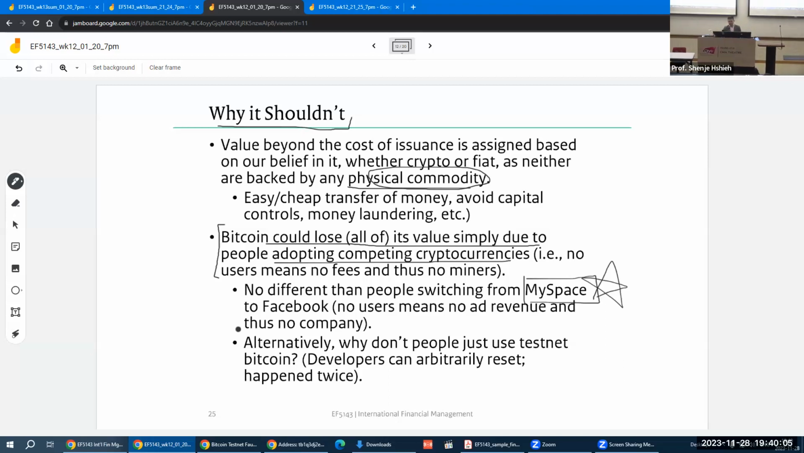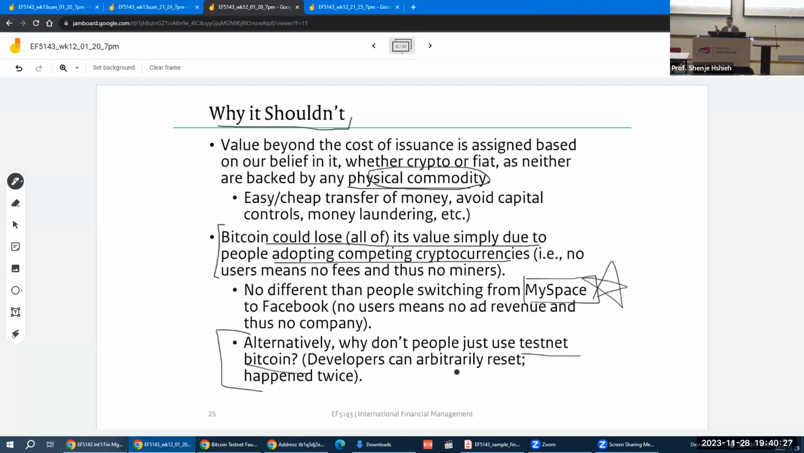Okay. And another thought experiment is, why don't we just use testnet Bitcoin? Well, just like the blockchain, somebody with 51% could just compromise it. In the same way, testnet Bitcoin could be arbitrarily reset, right? That risk is always there. And if that's always there, then why should money have any sort of value?